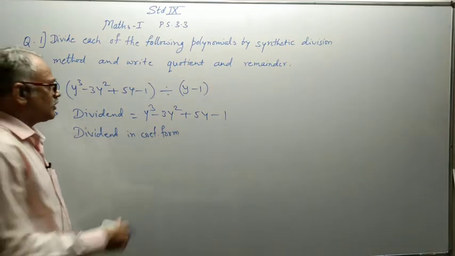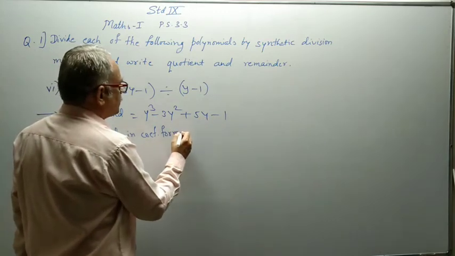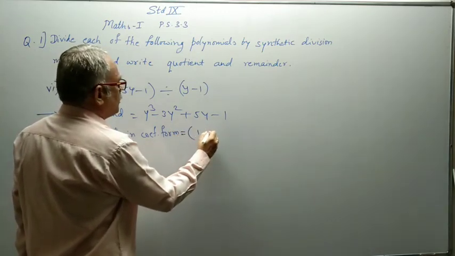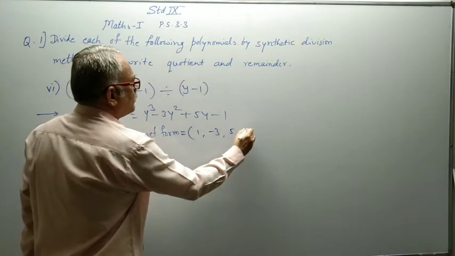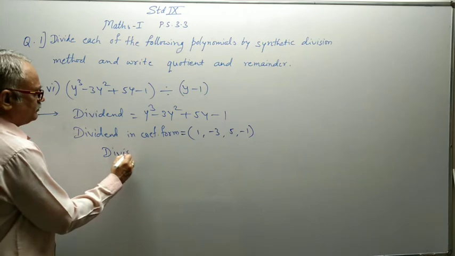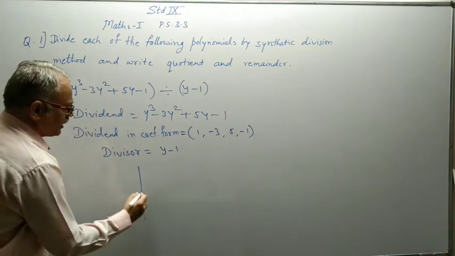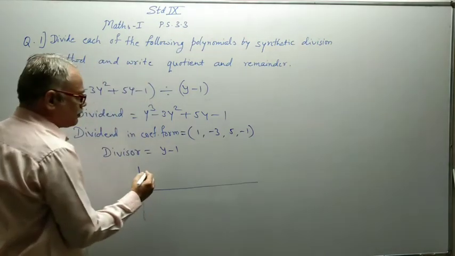Dividend in coefficient form. As in the dividend all terms are present, we only have to write the coefficients properly: 1, minus 3, 5, minus 1. And the divisor is y minus 1. So it is very easy. First write the coefficients of the dividend with some gap, without commas.